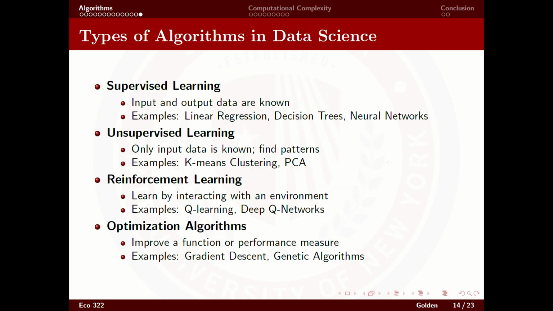So types of algorithms in data science: you have supervised learning, unsupervised learning, reinforcement learning, and optimization algorithms. In supervised learning, you have an input and output that are known. In unsupervised learning, you only know the input data and you find patterns. In reinforcement learning, you learn by interacting with the environment. And optimization algorithms improve a function or performance measure, like gradient descent or genetic algorithms. And that's our introduction to algorithms. Thank you.